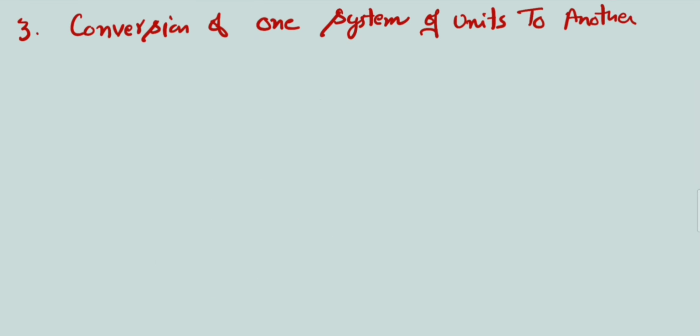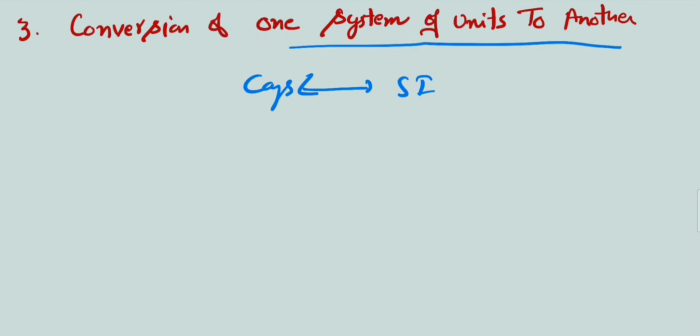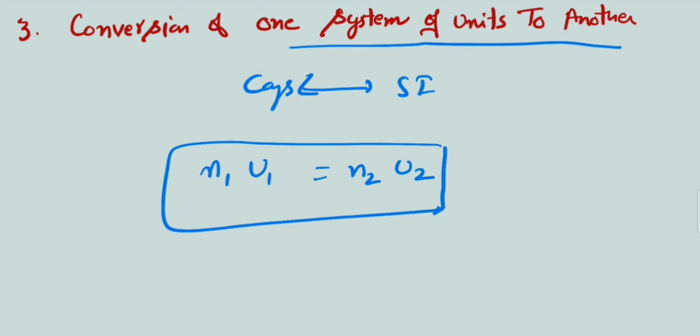The third use of dimensional formula is the conversion of one system of unit to another system of unit. In the previous lecture we learned the four systems of unit. CGS system is there, MKS system is there, FPS system, and SI system. So we can use the dimensional equation for the conversion of one system of unit to another. For example, if we want to convert the CGS system to SI system, then we can use this dimensional equation. For that we use this formula n1 u1 is equal to n2 u2. This we have also discussed in lecture number 1.